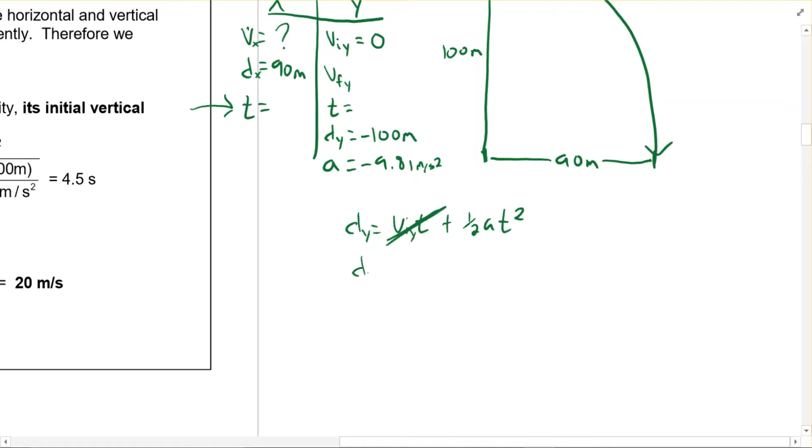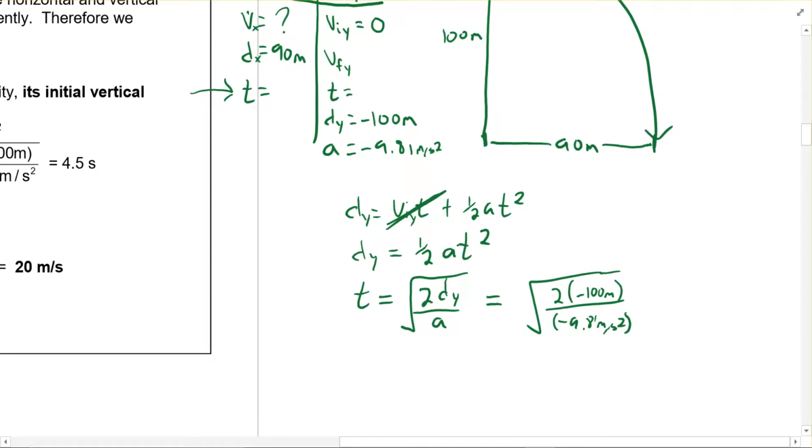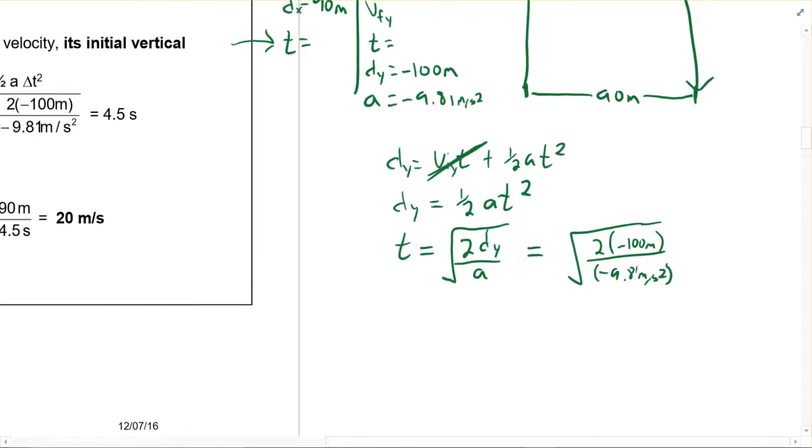Now our formula is dy is equal to 1/2 at squared. And if I rearrange for t, we've got t is equal to 2 dy over a, and then take the square root of that. So t is going to be equal to the square root of 2 times, my distance was negative 100 meters, over my acceleration due to gravity, negative 9.81 meters per second squared. So my time is going to be equal to 4.5 seconds.